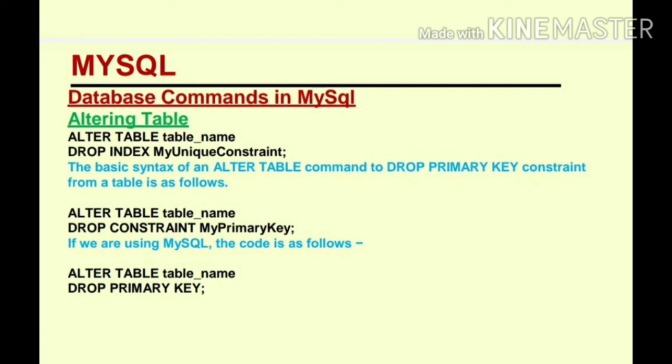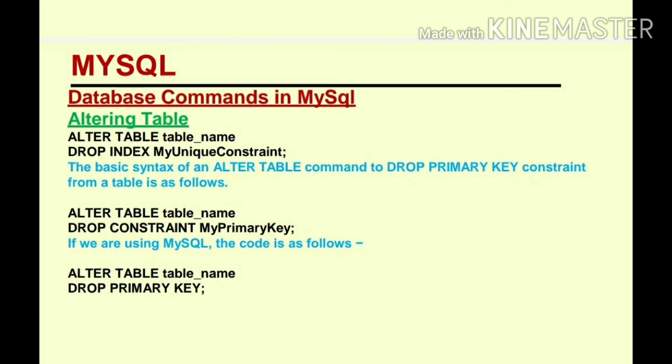Now suppose you want to drop any index. An index is used if you want to refer to a table by a number. Then in that case we will use alter table, table name, drop index, and then the name of the index. So it will drop that index. Suppose you want to drop a primary key. So we will use alter table, table name, drop constraint, and the name of the primary key. Now a primary key can also be dropped by using just the words drop primary key. See the example, alter table, table name, drop primary key.